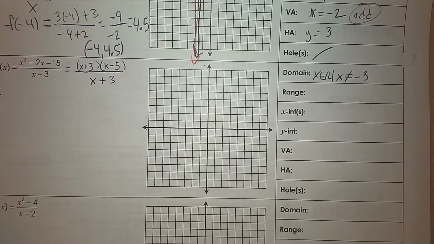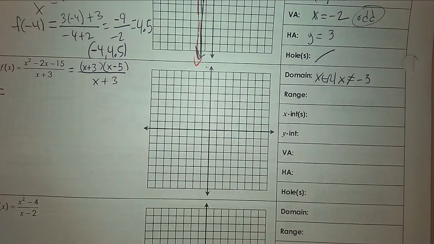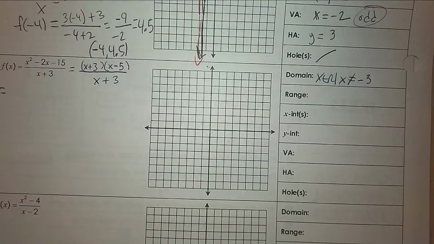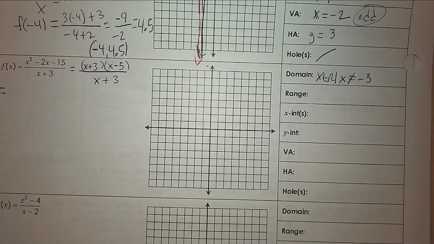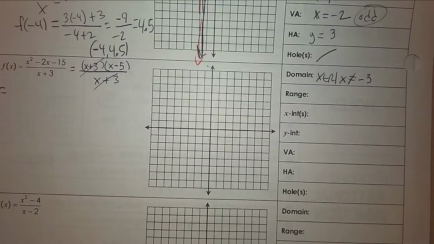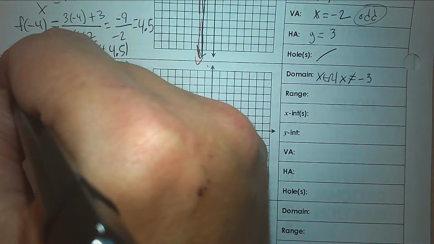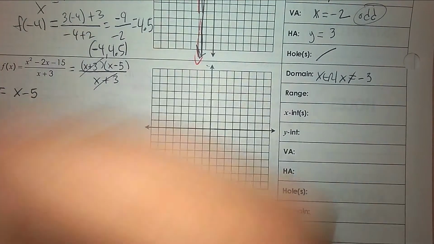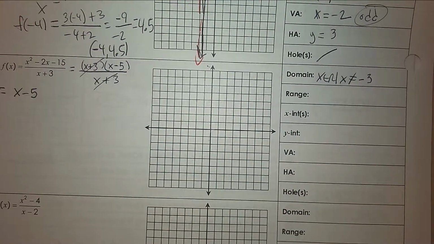Marilyn, what do I do next? Do you see any removable factors? What do you see removed? Listen carefully. Is there a hole in this function? Yes. Why? Because there's a removable factor, right? If we remove something, there's a hole. Excellent. What's left over after we remove it? Beautiful.